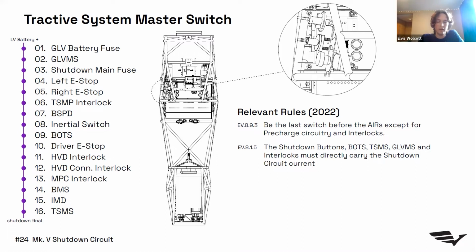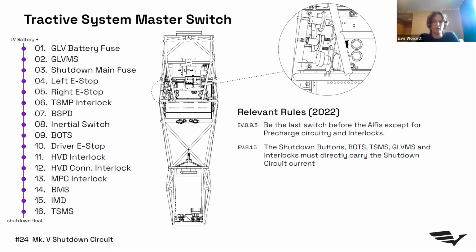We decide to have it as the last thing before the AIRs, except for the precharge circuitry, because it ends up working out pretty well based on our layout. And it also is pretty convenient for debugging, having your master switch be the last thing so that you can debug everything up to the switch before you attempt to turn the last switch. Switches are pretty easy to debug when the car turns on.